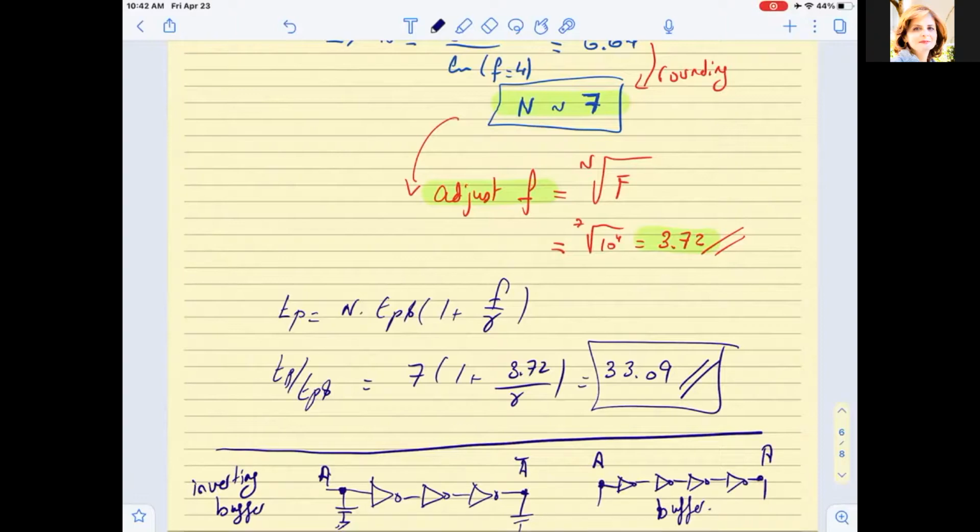So it depends on whether it is even or odd, right? Here I am rounding to the closest, so here I have an inverting buffer. If I wanted to get to the closest buffer, I would round down to 6, so that it is even. This one is odd, this one is even, correct? Yes. Okay, thank you. So let me go back to the slides.